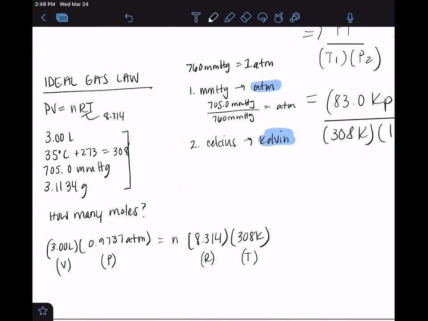This is the only one where the units need to be in that way. Okay, the other problems that we experience, as long as they all match, you're fine. But for the ideal gas law, you have to be in atmospheres and you have to be in Kelvin. Okay, so if you see any Celsius, please convert. If you see millimeters of mercury, please convert.